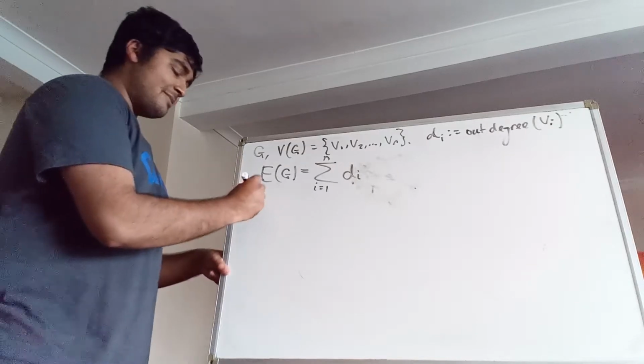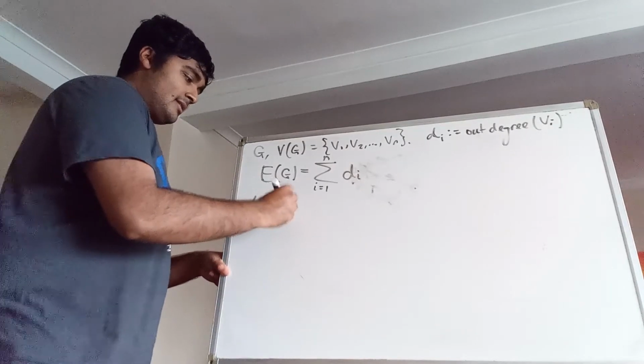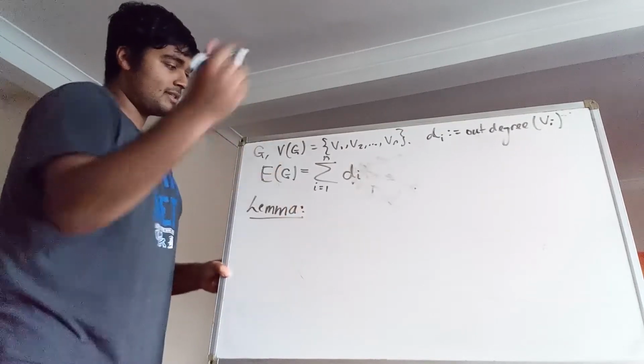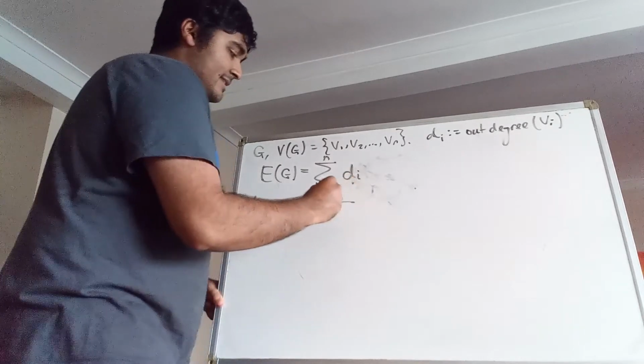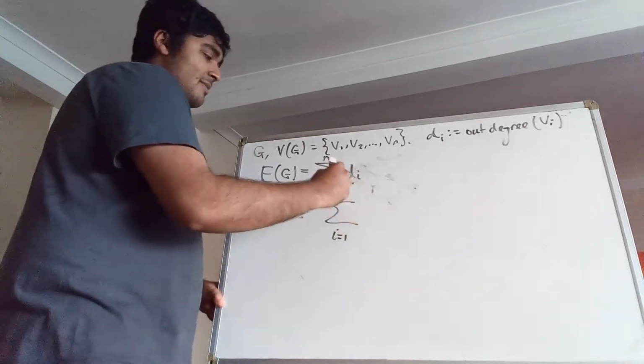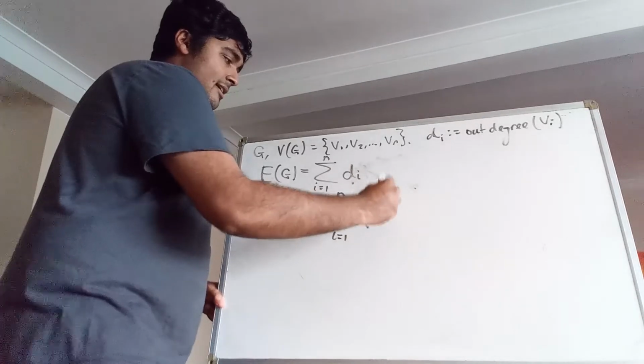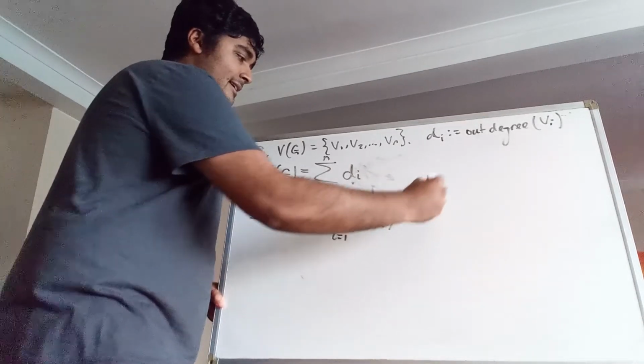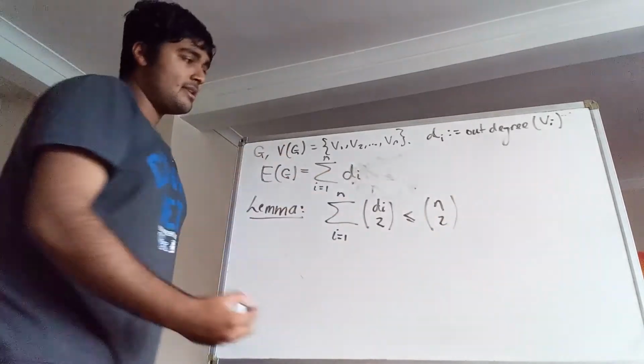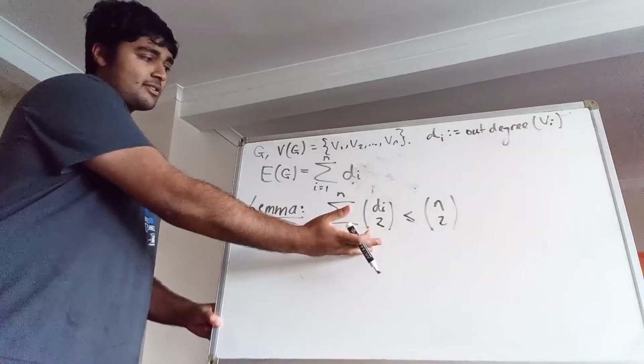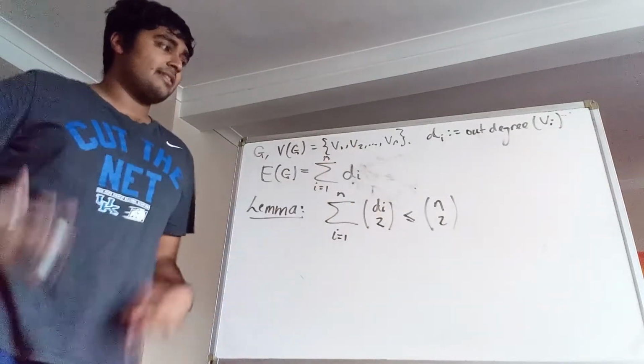Now I'm going to make a lemma here, which we're going to prove. And that is that some quantity is less than or equal to another quantity. What are these quantities? The sum from i equals 1 to n of di choose 2. I claim that this is less than or equal to n choose 2. So this is just, each of these di's, we defined as the out degrees.